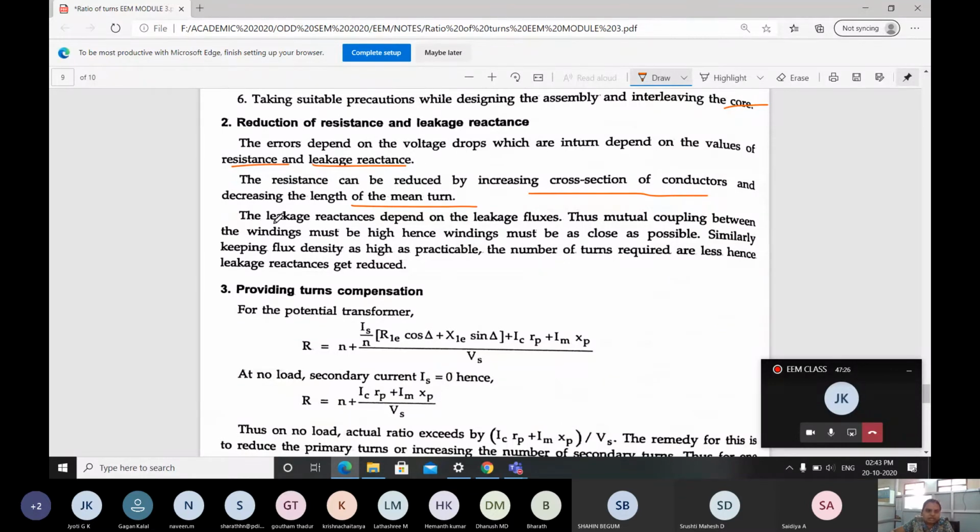Then how can we reduce the leakage reactance? The leakage reactance depends on the leakage fluxes. Thus, mutual coupling between the windings must be high, that is the M value, right? Hence windings must be as close as possible. The windings we are going to turn for the transformers should be very close.